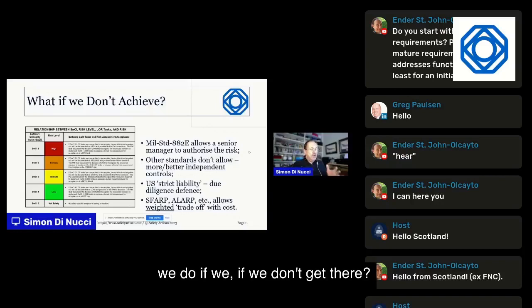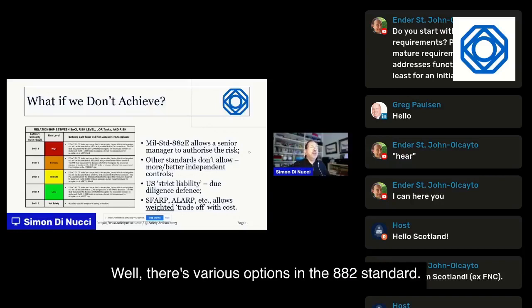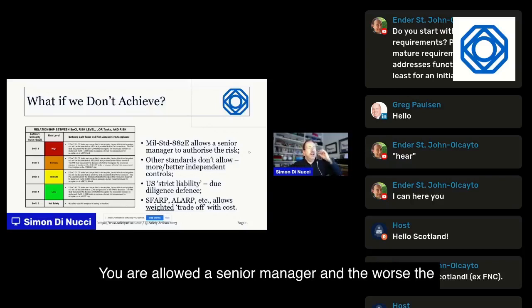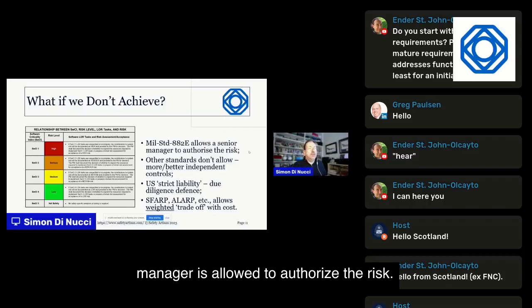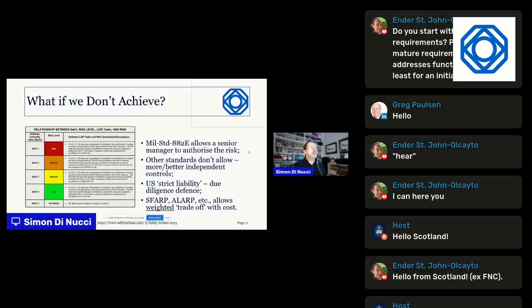So what do we do if we don't get there? Well, there are various options. In the 882 standard, you are allowed a senior manager, and the worse the risk, the higher up the chain you have to go. A senior manager is allowed to authorize the risk, even if your software isn't up to snuff. Even if it's not good enough.